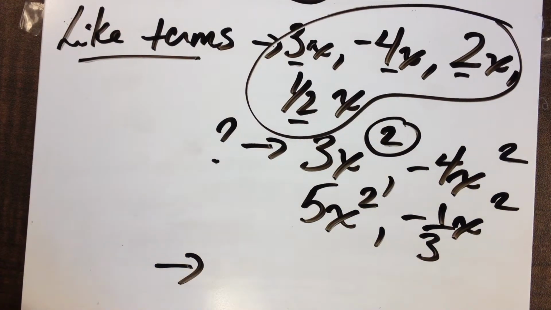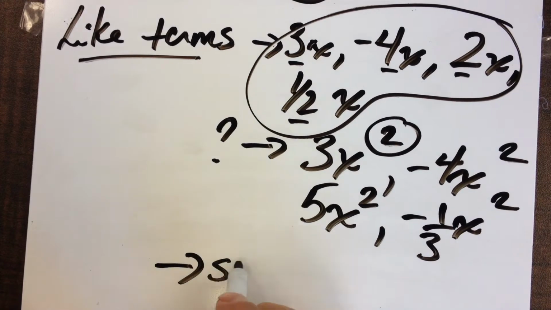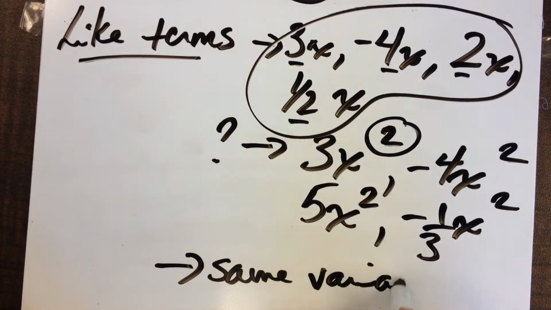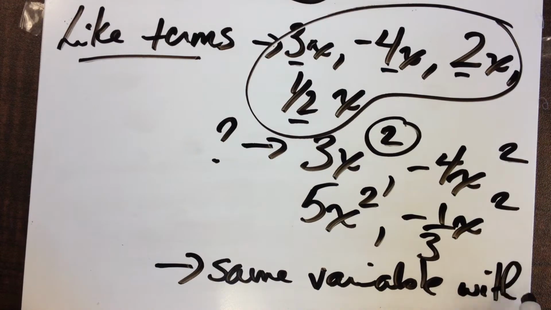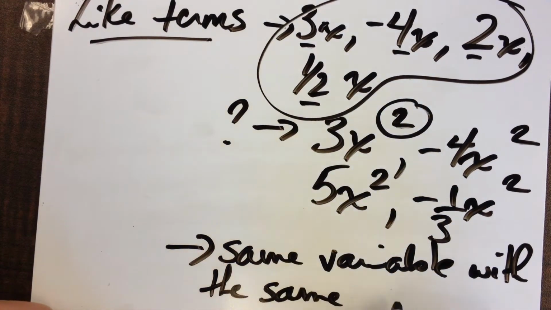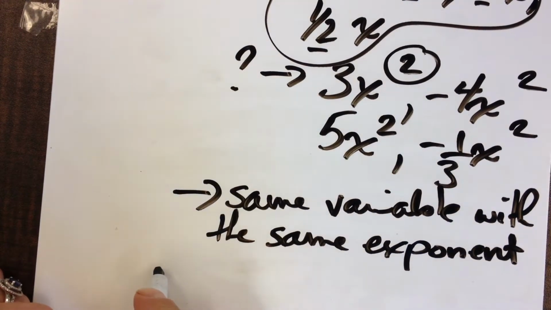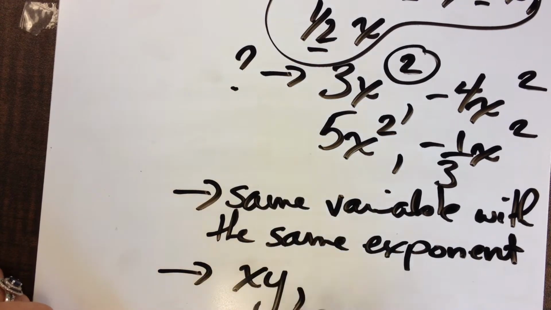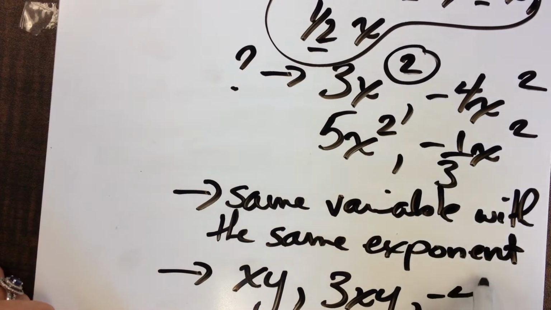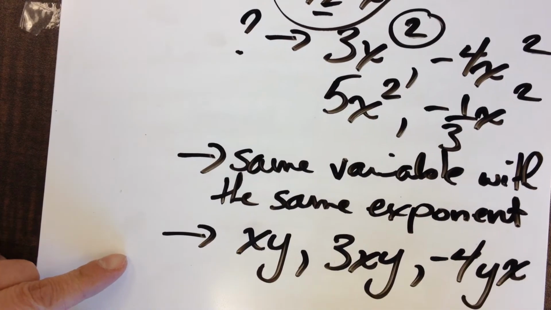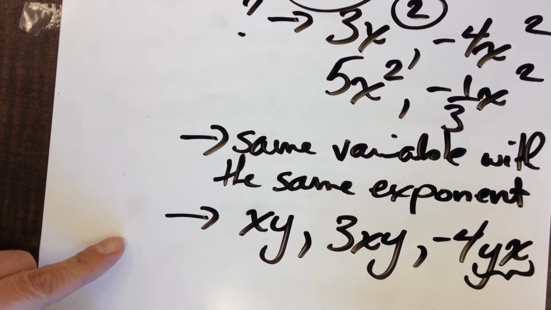So, how do we know if it's from the same family? Same variable with the same exponent. Well, do you have to have one variable, two variables? How does it work? What if I put xy, 3xy, negative 4yx? Are these from the same family? Well, they all have an x, they all have a y, but somehow this one's in a different order. Does it matter? Does the order matter?